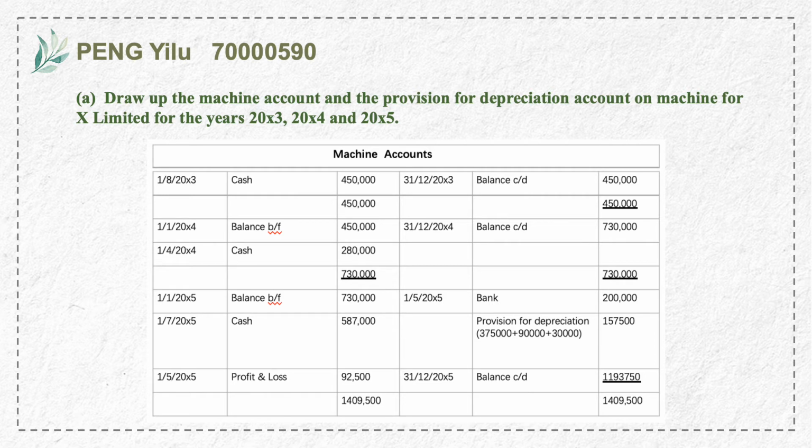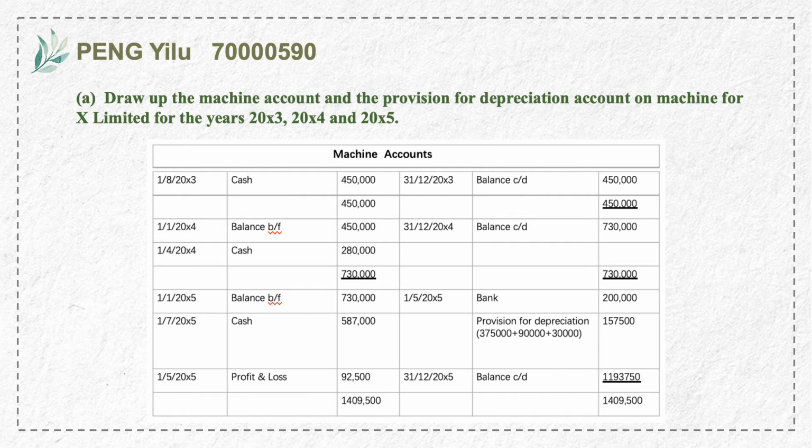We write down the machine account. Its title is very important. First, we should write down the 1st August 2000 X3, cash, which means machine purchase. It cost 450,000. So on the right, we should write down the 450,000 too on 31st December 2000 X3 to balance carry down. On 1st January 2000 X4, we should write down the 450,000 to balance brought forward.